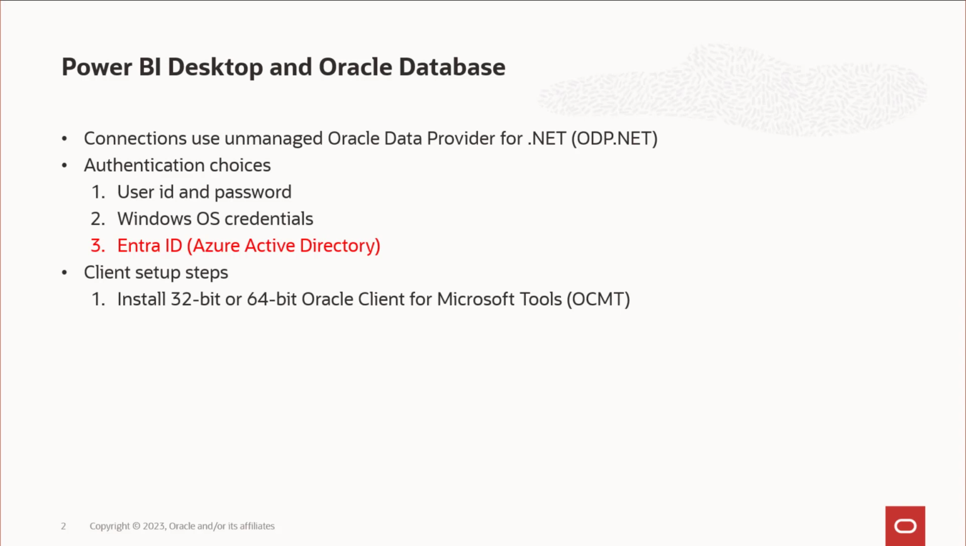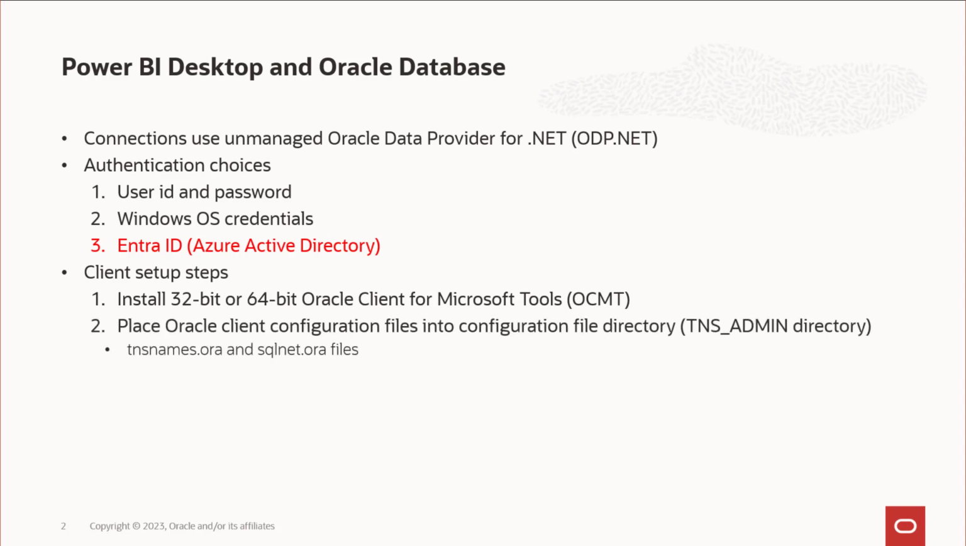To install ODP.NET, you're going to need to use the Oracle client for Microsoft tools. OCMT comes in two types. One's a 32-bit and one's a 64-bit. You use the 32-bit OCMT with 32-bit Power BI Desktop, and you can use the 64-bit OCMT with the 64-bit Power BI Desktop. After you've installed OCMT, you'll have ODP.NET already in place.